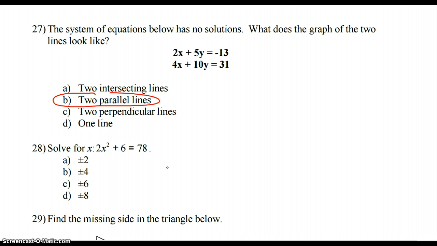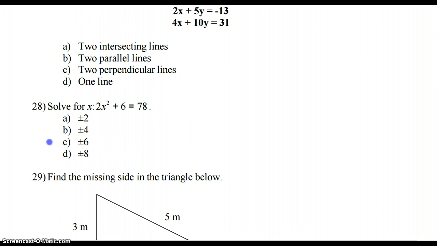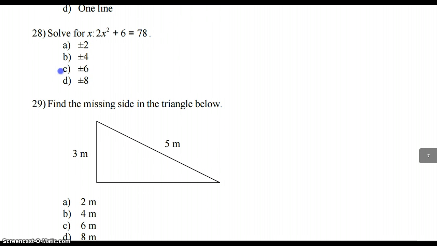We'd be looking at B. These are 2 parallel lines because they'll never cross. That means they have the same slope, all right? So that's 27. You could solve for y in both of those equations if you wanted to, put it into slope-intercept form, and find out that they do in fact have the same slope.